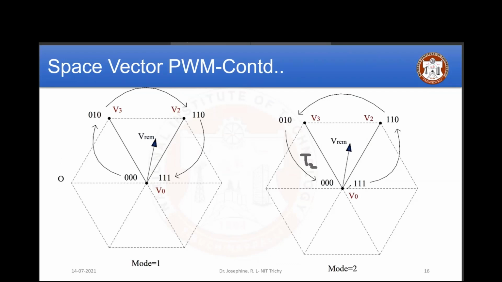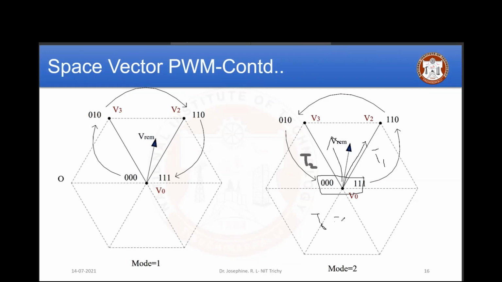Suppose I operate V2 for some time, then my vector will be closer to this. If I operate this, T1 is larger. So slowly what I do is I reduce this T1 and increase this T2. Then this vector will slowly move like this. So I'm going to have an appropriate 000 operation, which is my T0.